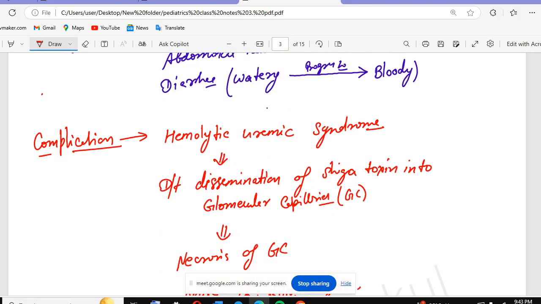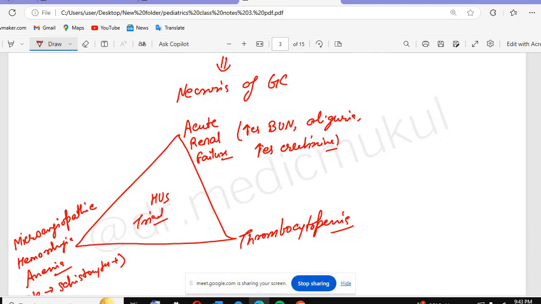So if I ask you, hemolytic uremic syndrome is caused by which condition? That is Shigella. And this is what you are going to see in hemolytic uremic syndrome: there is a dissemination of the Shiga toxin, the toxin that is present in Shigella dysentery. This Shiga toxin will be disseminated into the glomerular capillaries, and due to that we will see necrosis of the glomerular capillaries. There is a triad you have to remember: acute renal failure, anemia, and thrombocytopenia.